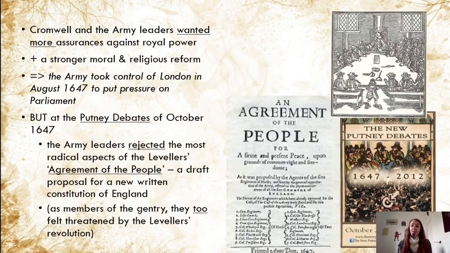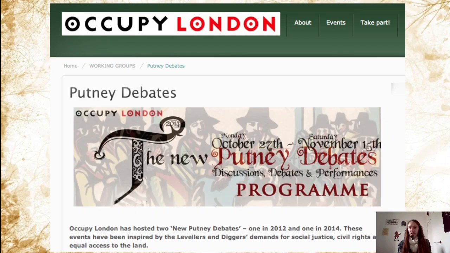But at the Putney debates of October 1647, army leaders rejected the most radical aspects of the Levellers' Agreement of the People. That was their draft proposal for a new written constitution of England. That was seen as extremely radical, and as such, army leaders rejected it because they also saw themselves as threatened by the Levellers' social revolution, so to speak.